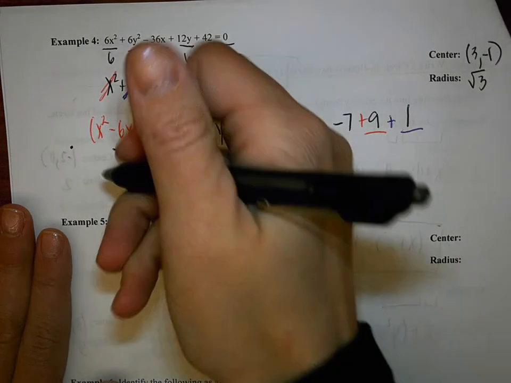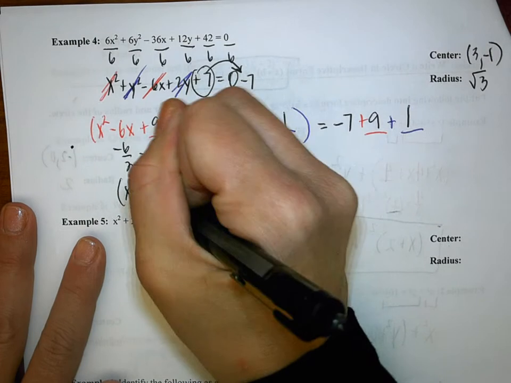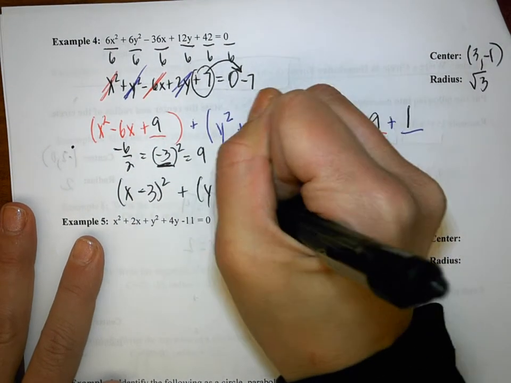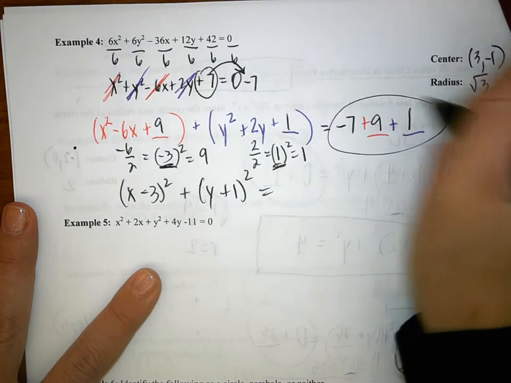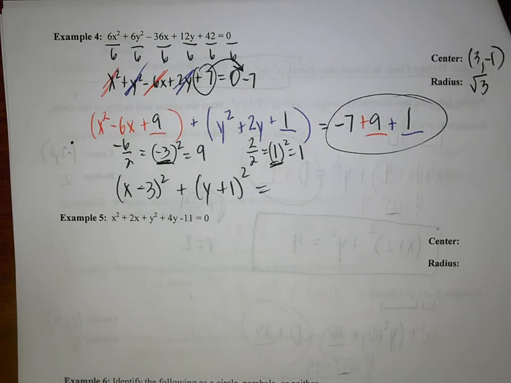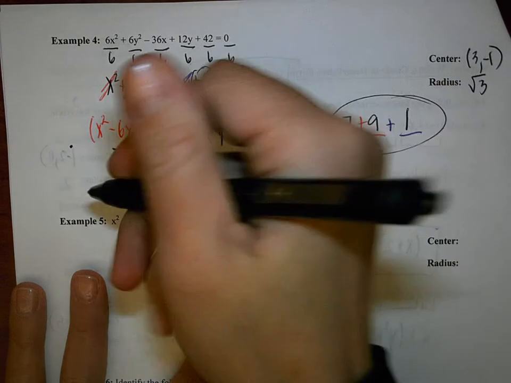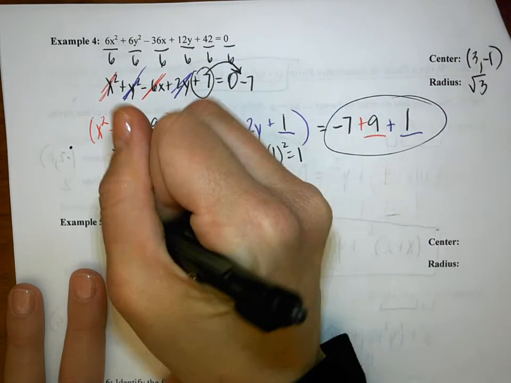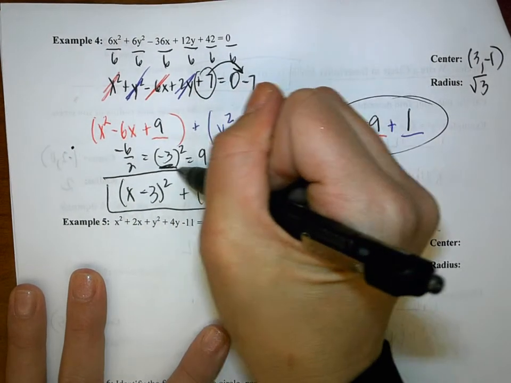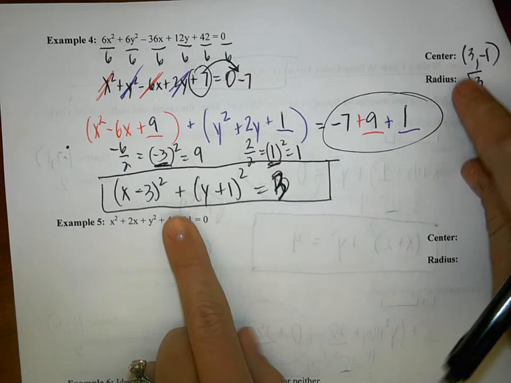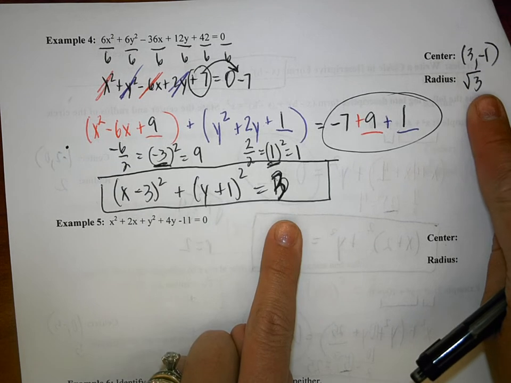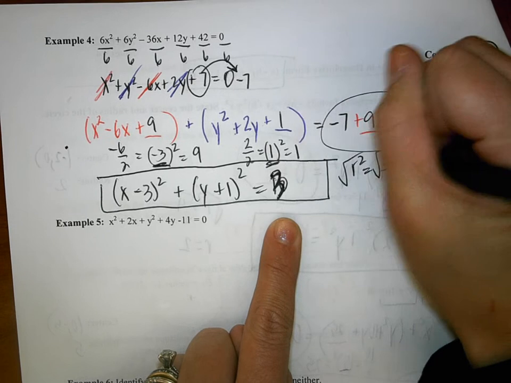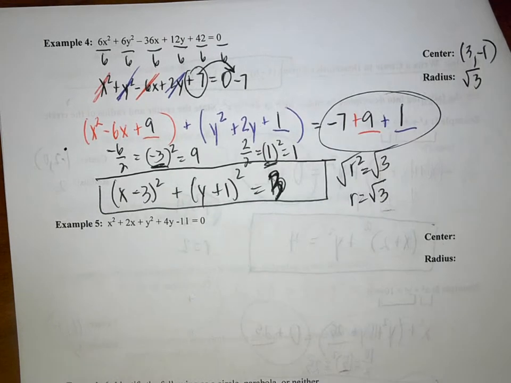When I write my equation, it's going to be x minus 3 squared plus y plus 1 squared equals, and -7 plus 9 plus 1 equals 10. So, no, not 10. 3. So this is my equation in descriptive form. And then from there, we were able to get the center of 3, -1 and the radius of the square root of 3. Because remember, if r squared equals 3, to get r, we take the square root. So r equals root 3.